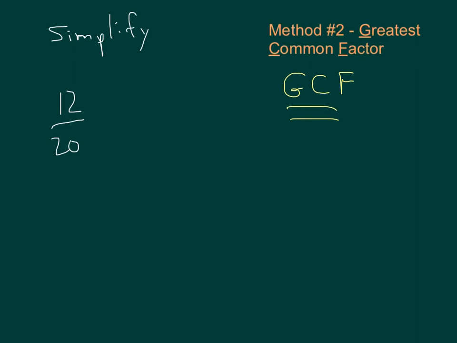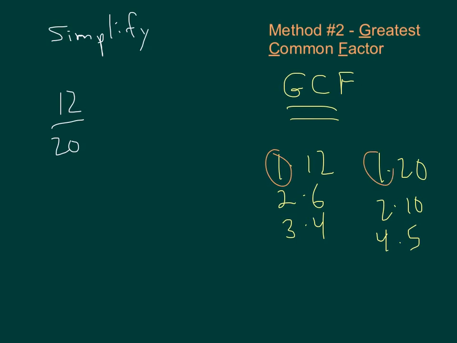That's kind of garbled, but the bottom line is, what are some of the biggest factors of 12? So I know that 12 is 1 times 12. I know that 12 is 2 times 6. I know that 12 is 3 times 4. And that's that. I know that 20 is 1 times 20, 2 times 10. I know that it's 3 times nothing, 4 times 5, and that's that. Now, out of these two lists, are there any in common? Well, sure. 1 is in both lists, 2 is in both lists, 4 is in both lists. Which one of those is the greatest, the largest?